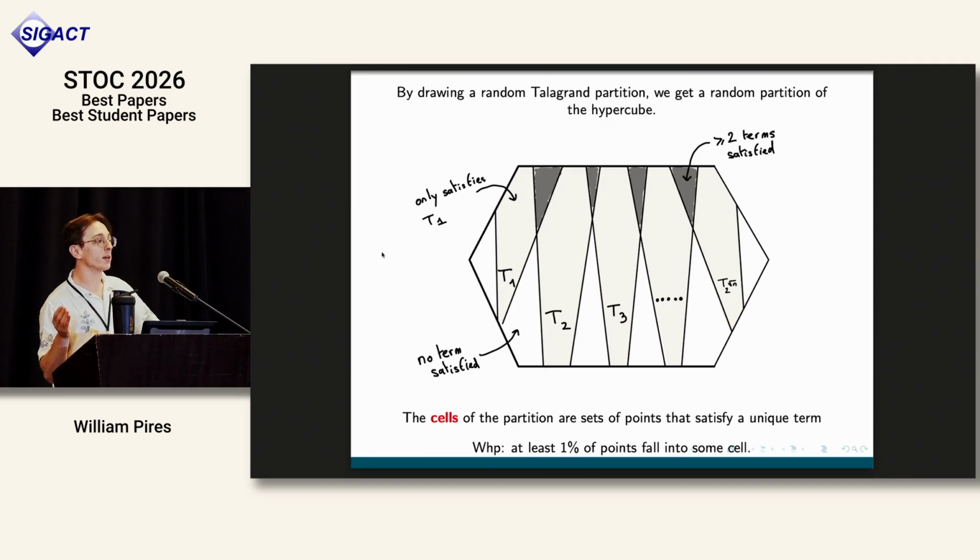There's points that do not satisfy any term in white, and there's points that satisfy many terms in black, and we're going to ignore them because nothing super interesting is going to be happening with these points. And these gray regions where points satisfy a unique term, they're going to be the cells of the partition. That's where all the action is going to be happening. So we're going to have 2 to the root n many cells, and with high probability, a constant fraction of points are going to fall into one of the cells.